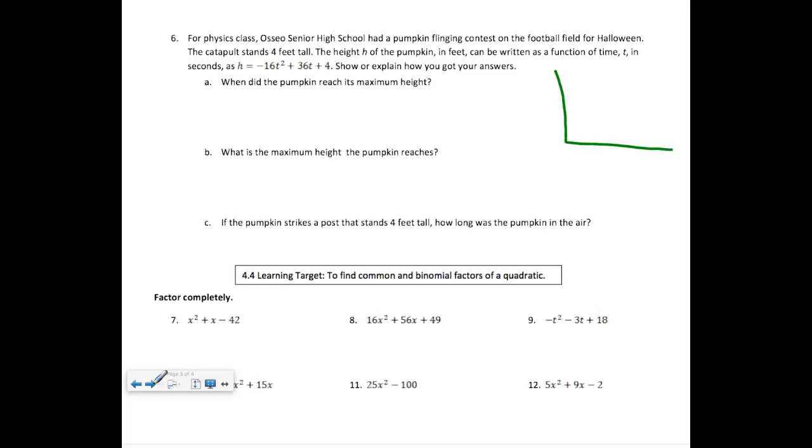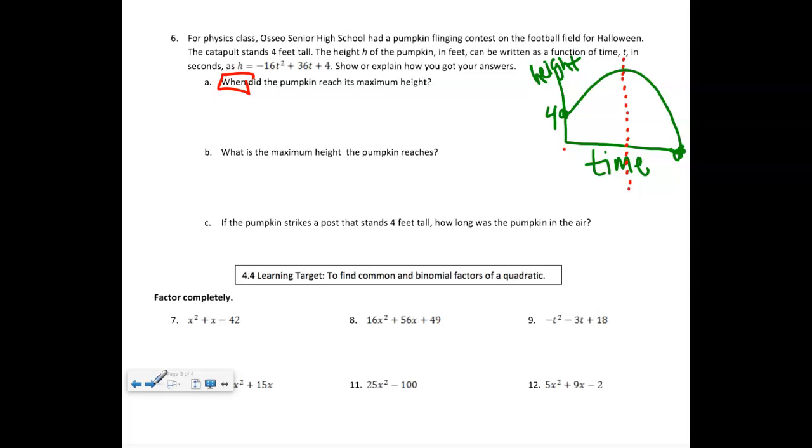So our pumpkin is starting at 4 feet, and then it's going to go up, and it's a pumpkin, so it's going to smash on the ground. Okay, our x is represented by time, and our y here is represented by height. All right, so the first thing we're asking you is when will the pumpkin be at its highest height? So on my timeline here, from the start to here, how long will that take?